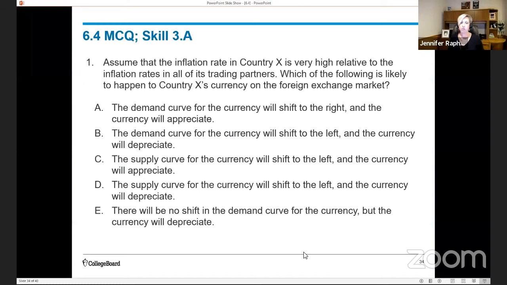So I threw one multiple choice question in here so you could see how it looks. Assume that the inflation rate in country X is very high relative to the inflation rates of all its trading partners. What does that mean? It means country X's prices are rising faster than those in other countries. Demand for country X's goods and services is going to decrease, which is going to cause the demand for country X's currency to go down. So the demand for the currency will shift to the left. And when the demand for the currency shifts to the left, it depreciates.